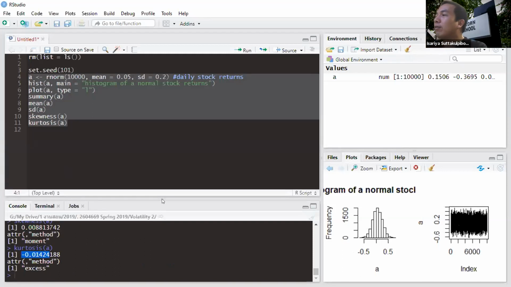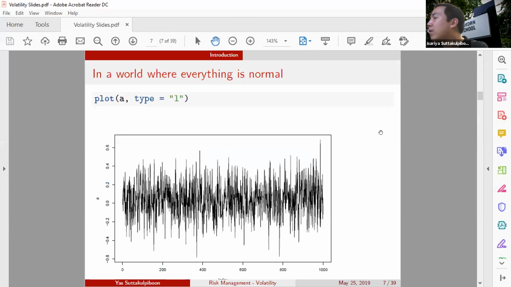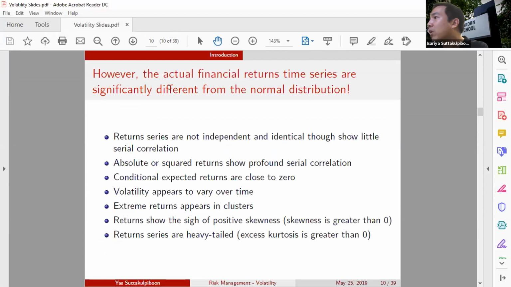Anyway, the point I want to make is that this is a normally distributed variable, right? But if you want to look at an actual financial time series variable, this is not going to happen. Let's look at how we can obtain the financial data in R. All right, let me go to slide number.